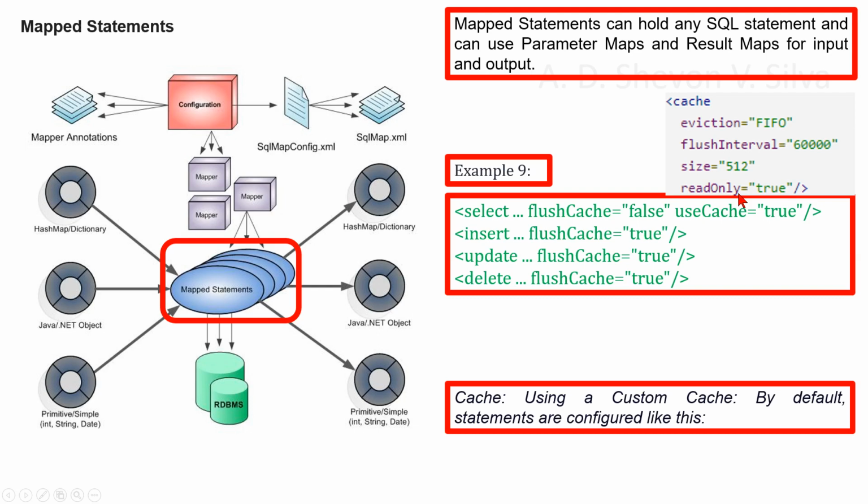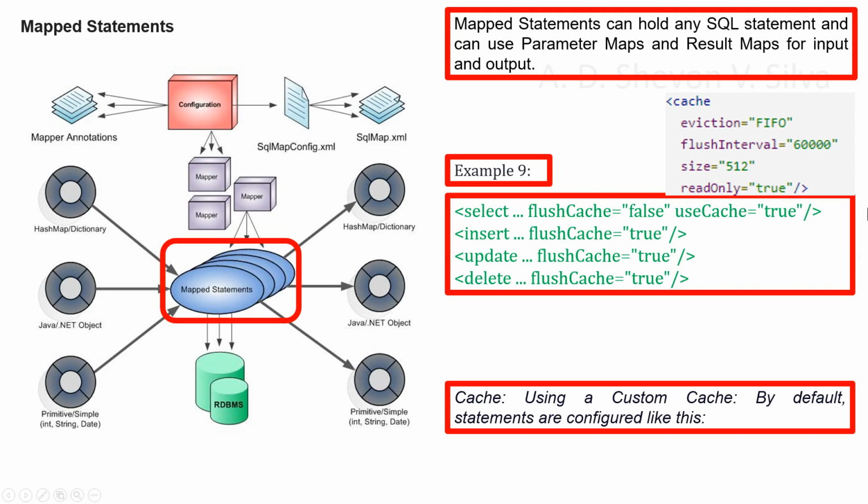The read-only attribute can be set to true or false. A read-only cache will return the same instance of the cached object to all callers. Thus, the object should not be modified. This offers a significant performance advantage, though. A read-write cache will return a copy via serialization of the cached object. This is slower but safer, and thus the default is false.